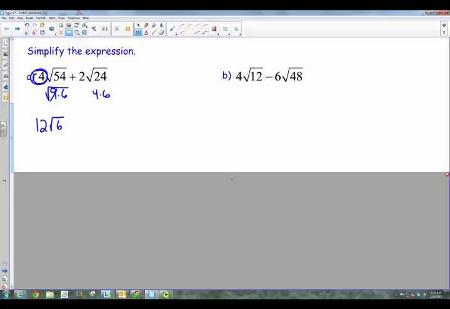On the second part, I've got this square root of 4 times 6. The 4 turns into a 2, and it gets multiplied with that 2. So 2 times 2 is 4 square roots of 6. And now if you notice, my radicands are the same. They're both 6, and I can add these together. 12 plus 4 is 16 square roots of 6, and there's your final answer.